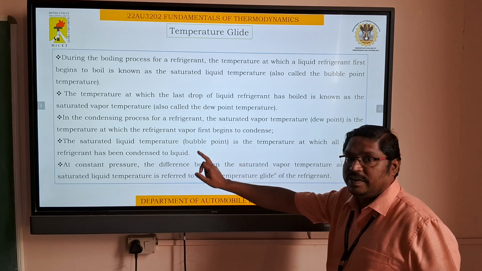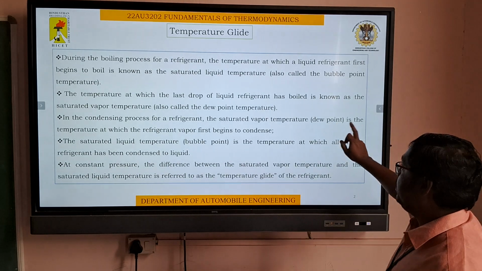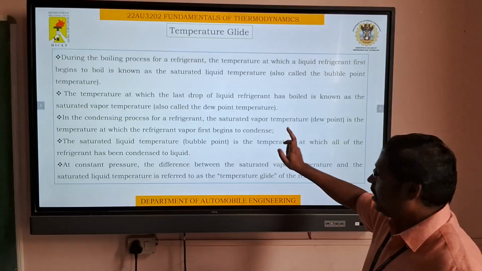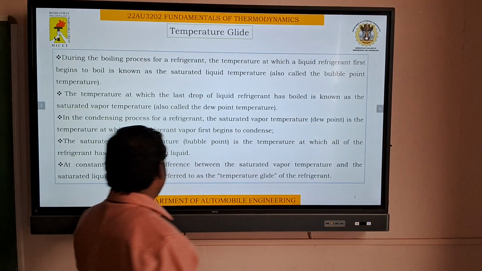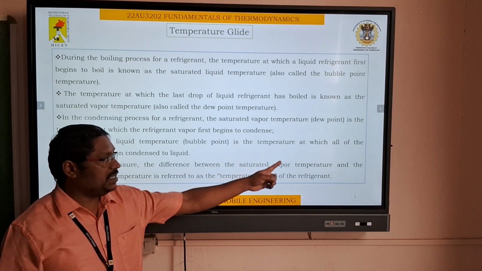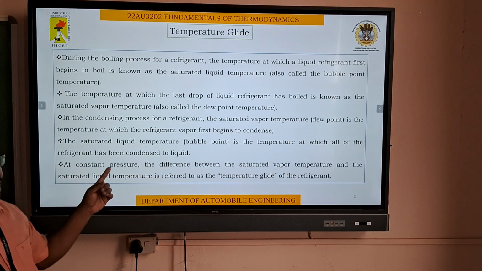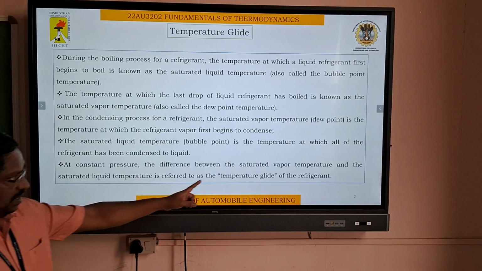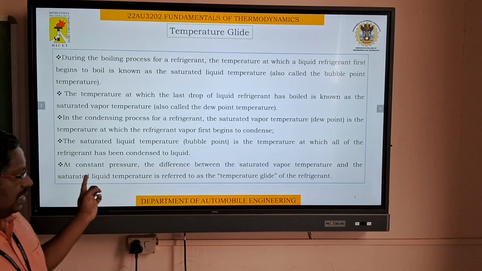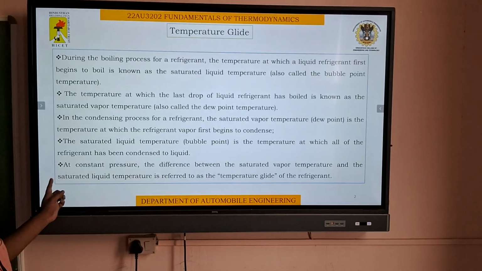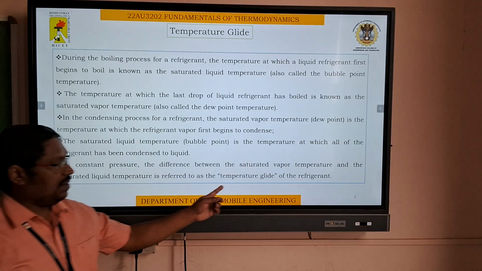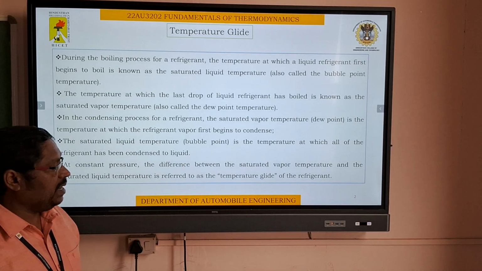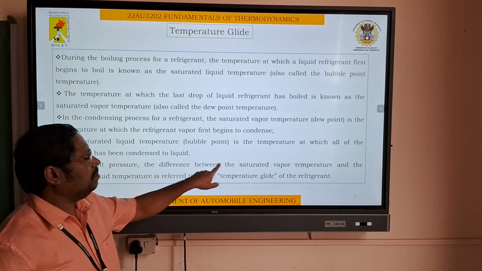In the condensing process for a refrigerant, the saturated vapor temperature, that means the dew point, is the temperature at which the refrigerant vapor first begins to condense. Then the saturated liquid temperature, that is the bubble point, is the temperature at which all of the refrigerant has been condensed into liquid form. So at constant pressure, the difference between the bubble point and the dew point, that is the saturated vapor temperature and the saturated liquid temperature, is referred to as the temperature glide of the refrigerant.